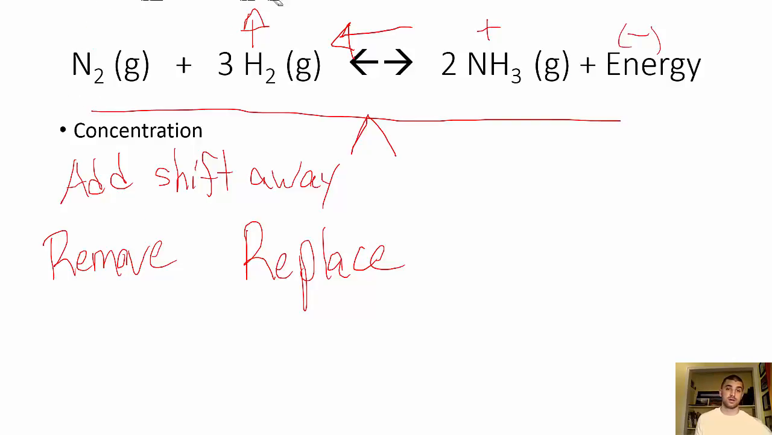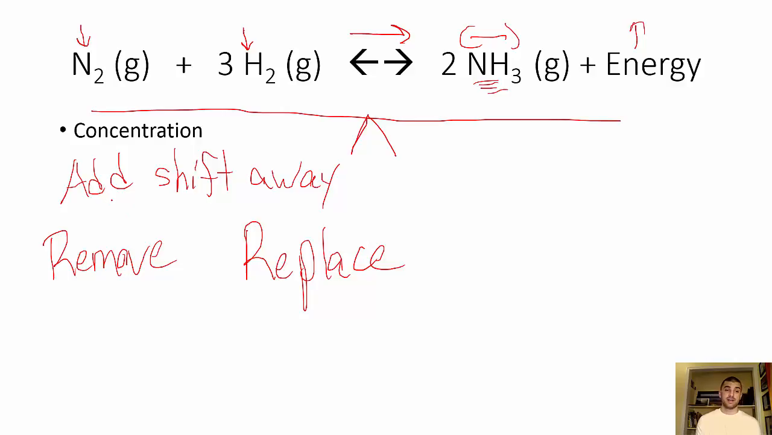Well, what if I did the opposite? What if I removed NH3? If I removed NH3, then I've got to replace it. So I shift to the right, which means I'm using up N2, I'm using up H2, and I'm going to replace the NH3 that I removed. The energy is also going to increase because I'm shifting towards that.